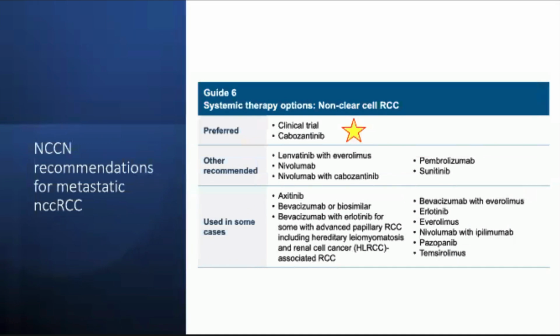So before we get into the trials, we should keep in mind as we go through this presentation that the preferred treatment for this patient population is cabozantinib, and this is recommended by the NCCN guidelines, but it's also something we have available here in BC.